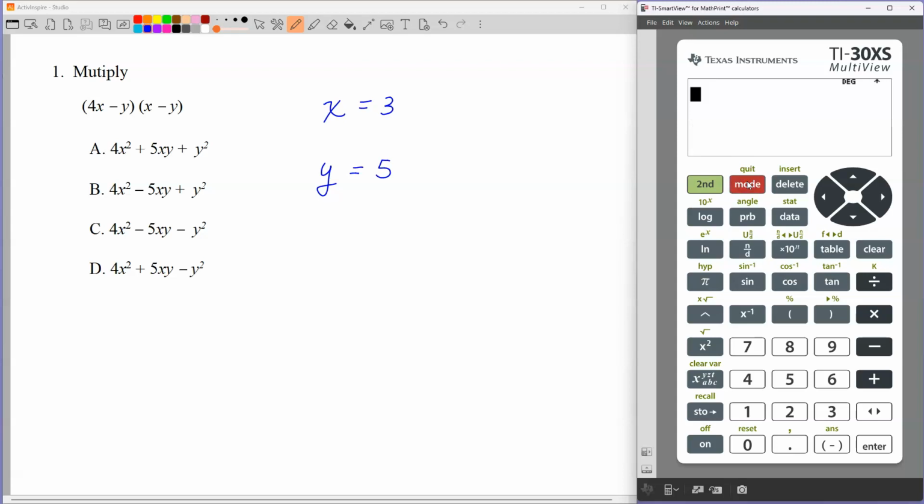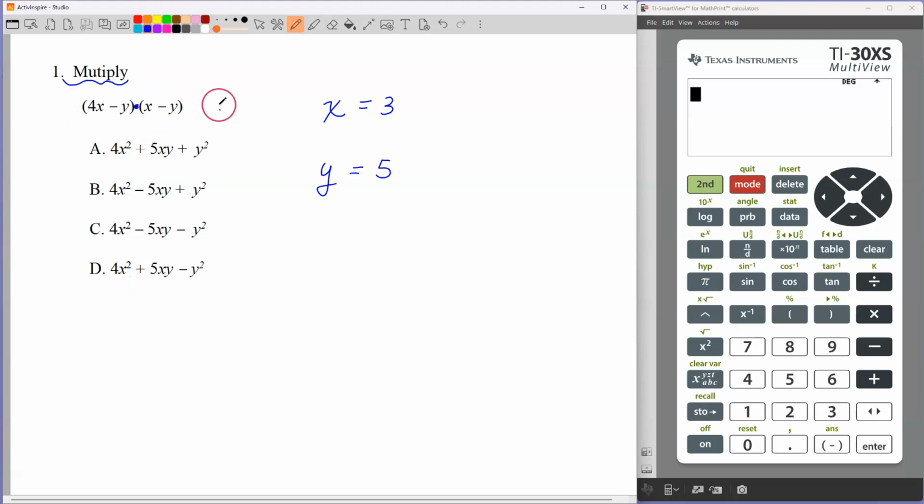What I'm going to do is punch in this piece just like I see it. I'm going to punch in 4x minus y times. Why is it times? Because it says to multiply here. There's actually a times sign there if you want to put it in. Put that in there.